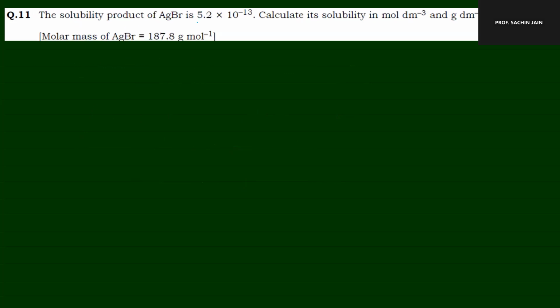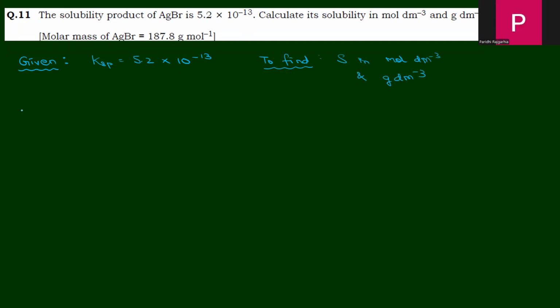चलो आगे। The solubility product of AgBr is given, calculate solubility in mole per dm cube and gram per dm cube. Again, what's given? Ksp, which is 5.2 into 10 raised to minus 13, and you have to find solubility. तो कौन से टाइप का सॉल्ट है? AB salt. So what is the relation? Ksp is equal to S square.